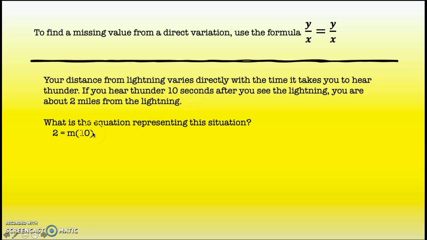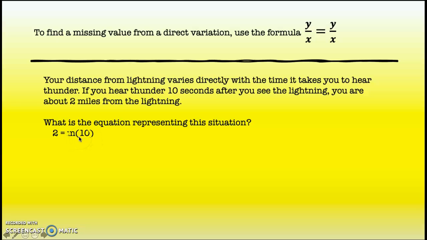Now, time is always our x value. That's why I put 10 in the place of the x, because again, time is always our x value if it gives us time. And so that means the 2 for the distance ended up taking the place of y. So again, how do we isolate this m? How do we get it by itself? Well, right now it's multiplying times the 10, and so we need to divide by that 10.